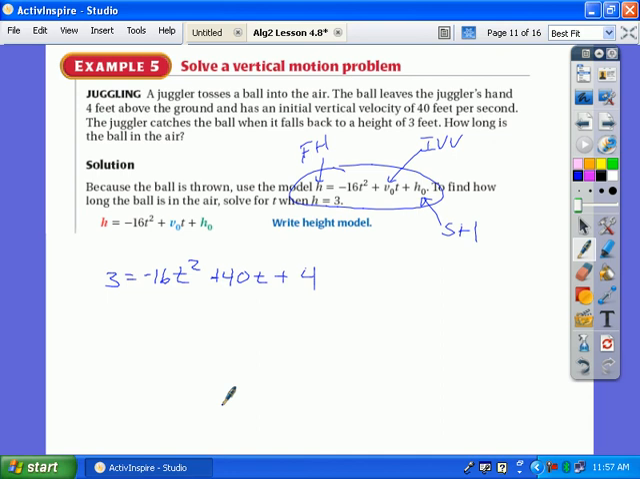And so basically, this model creates an equation that we can now solve to find how long the ball was in the air, which I know is a very pressing question. Most of you chomping at the bit here to figure that out, right? That desire to know how long the ball was in the air.